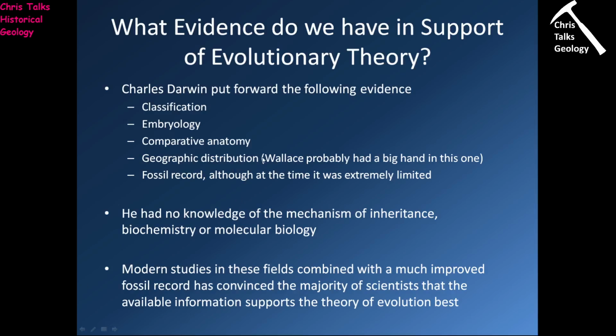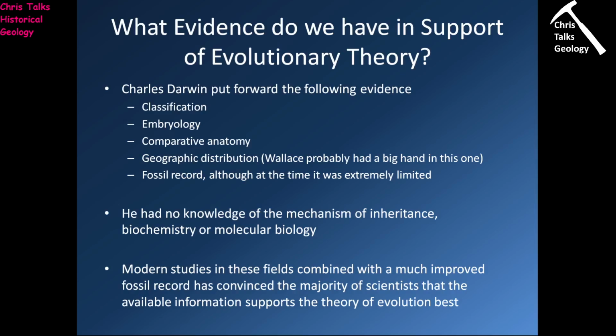Now, if you remember, Wallace, who was the other person that came up with the theory of evolution around the same time, was working in Southeast Asia, and his theory of evolution had a very significant proportion of geographic analysis of the distribution of organisms. So he was looking at how the organisms were distributed from one river valley to the next. And so this particular point here would have been very heavily influenced by Wallace's work. And then, of course, the fossil record, although at the time of Darwin, the fossil record was still extremely limited.